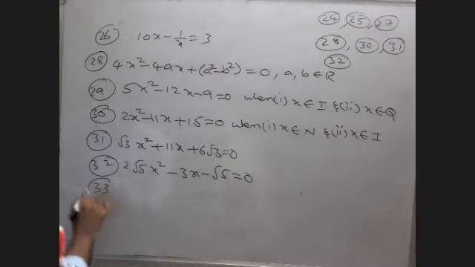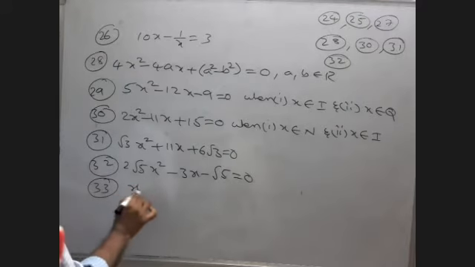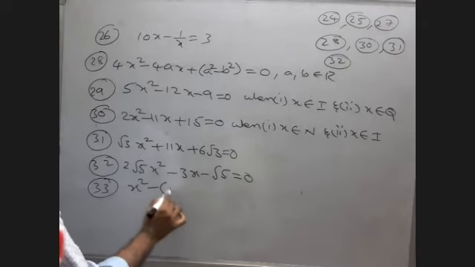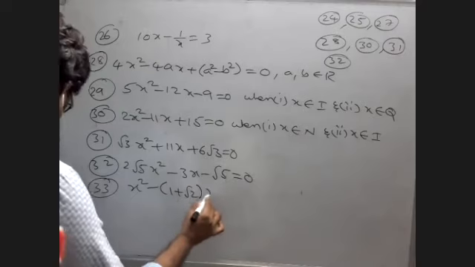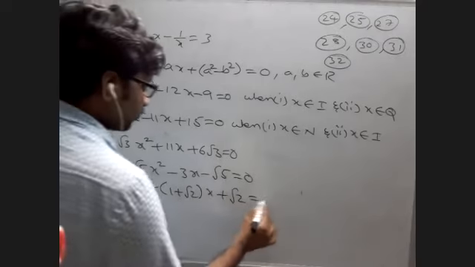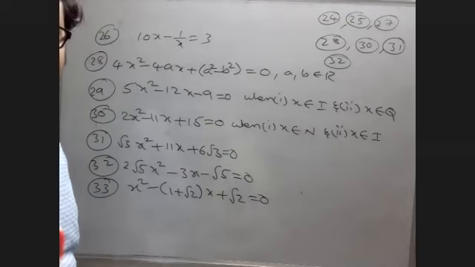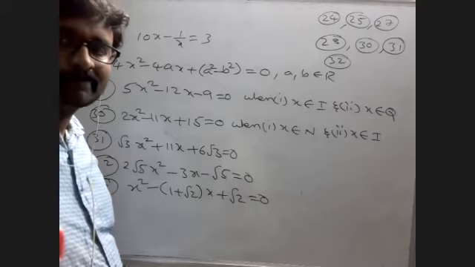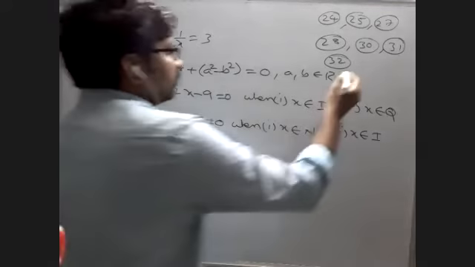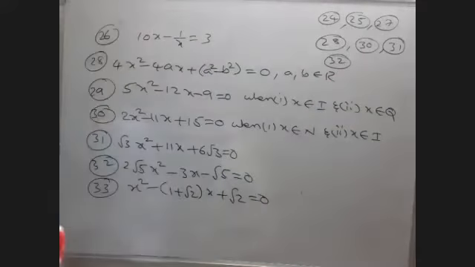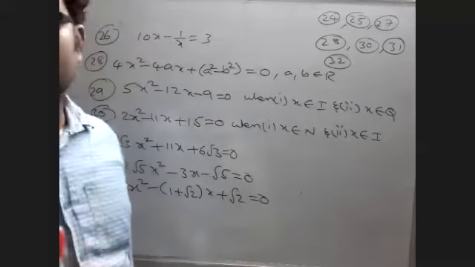Then one more, 33: x square minus (1 plus root 2) x plus root 2 equal to 0. What about this? Classwork? Yes, sir. Okay. I'll do it, sir. And if you don't get it, ask me tomorrow also, no problem.